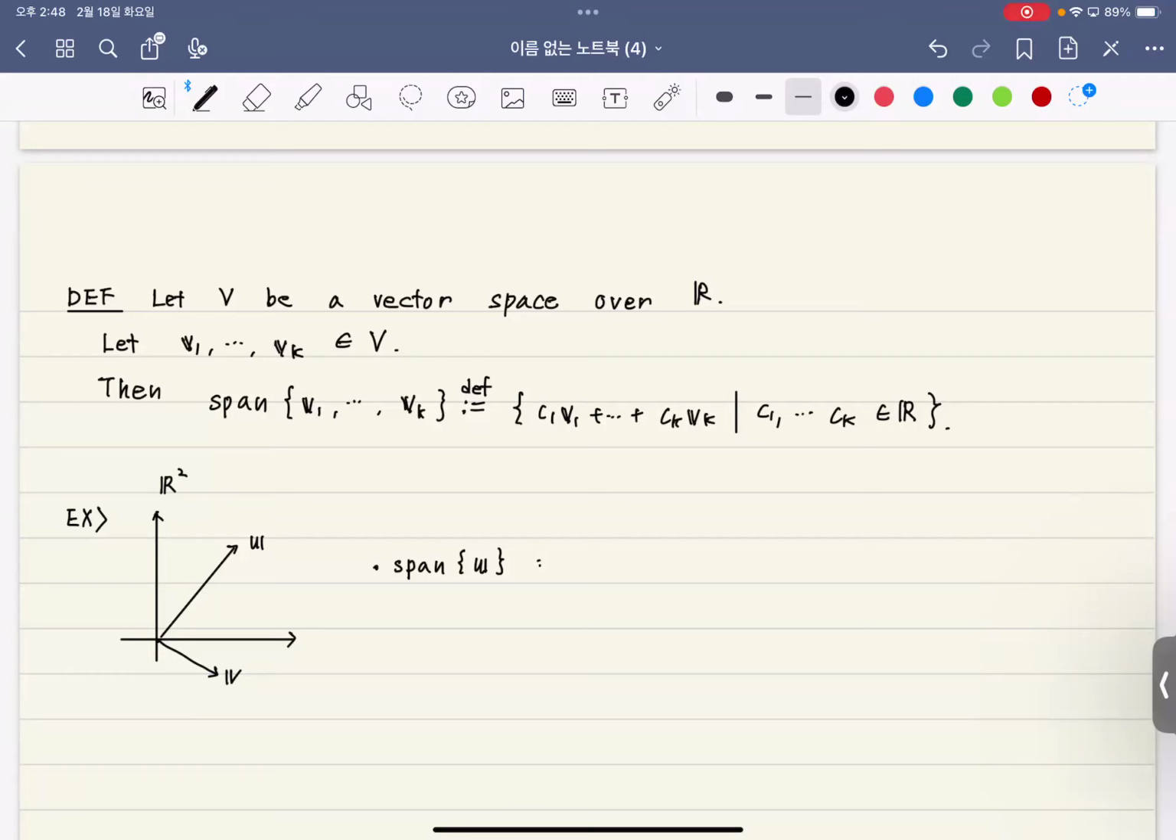I'm going to call it a line, a very convenient word, generated by vector u. So this is how I visualize the span of a single vector. Now, what about the span of two vectors? This is slightly trickier than before.